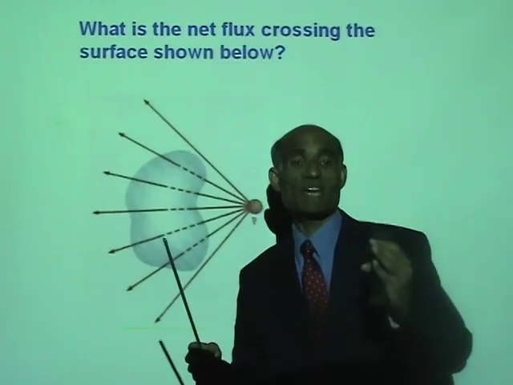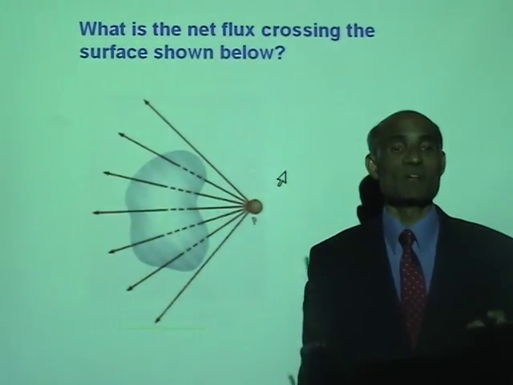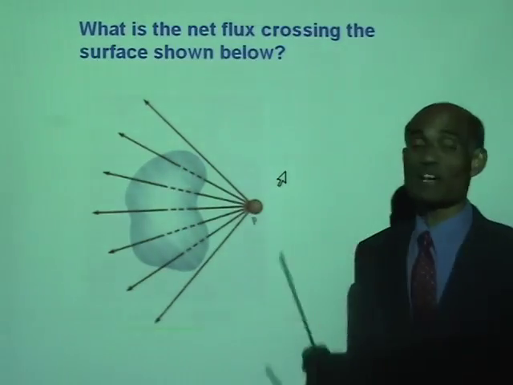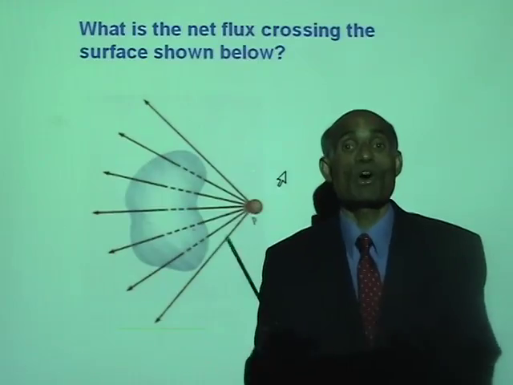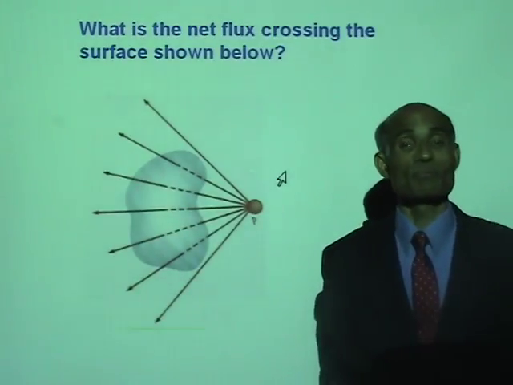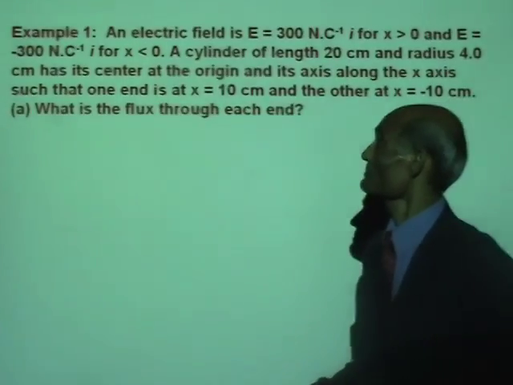The flux entering the surface is the same as the flux leaving the surface. Therefore, the net flux crossing the surface, or the net flux entering or leaving, is equal to 0. Is that right? Yes. Let's do an example.